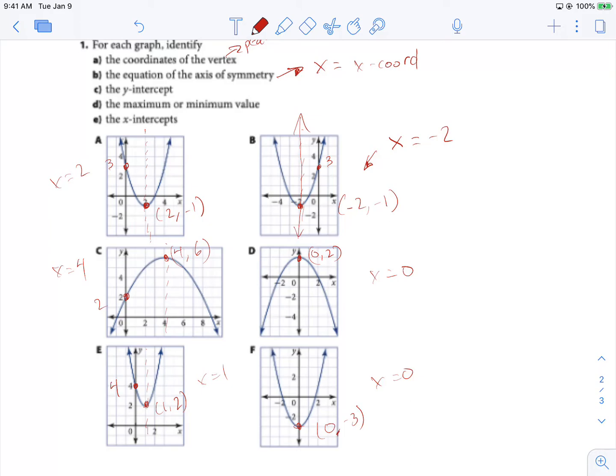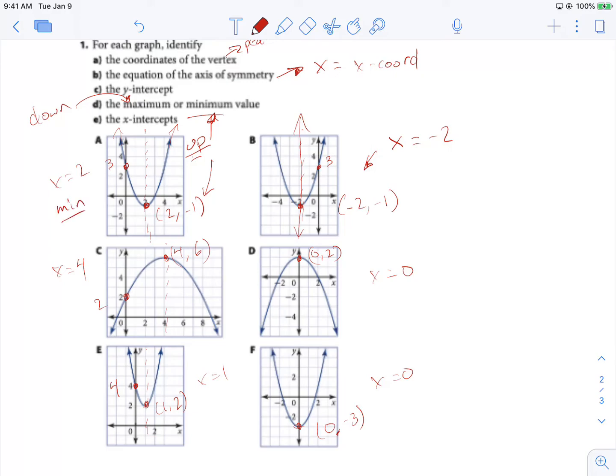The maximum or minimum value. Well, this is always interesting because look, this one opens up. So do we have a maximum or a minimum value? If you look, this thing's going to keep going up and up forever. So how do you say there's a maximum if it's just going to get bigger and bigger? But it definitely has a minimum value. If it opens up, you have a minimum. If it opens down, you're going to have a maximum. What's our minimum value? Well, that is going to be our vertex right there. Perfect. So we can say that this thing has a min.